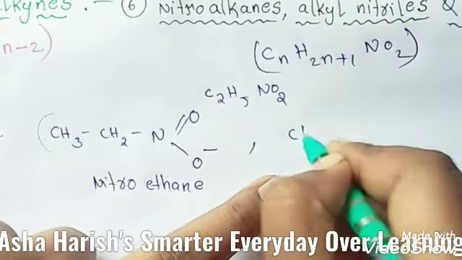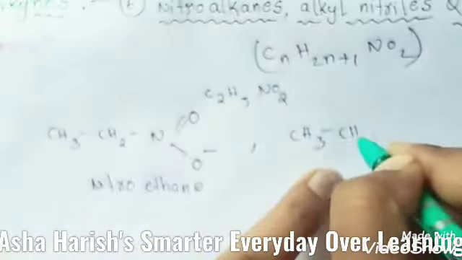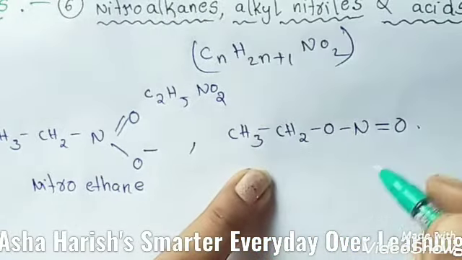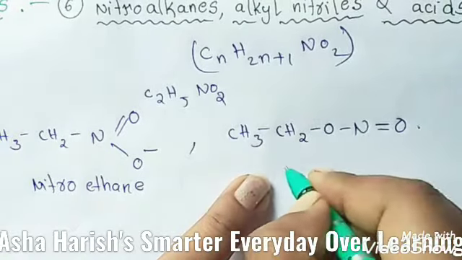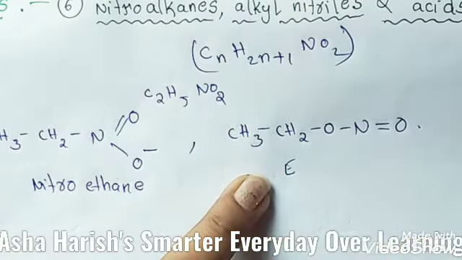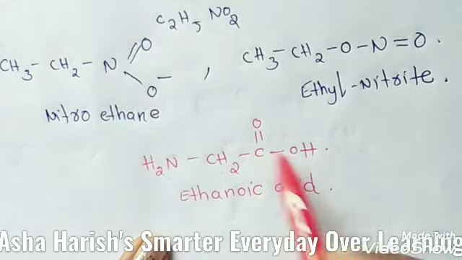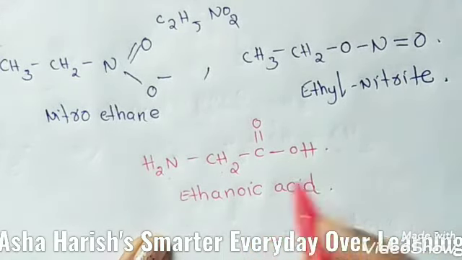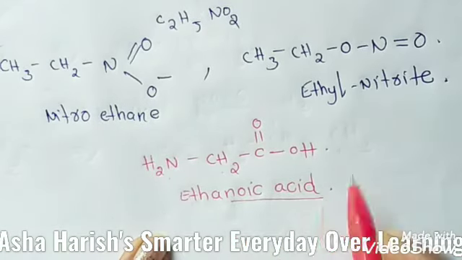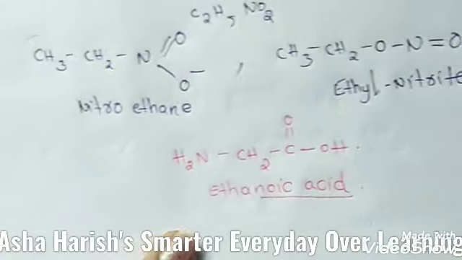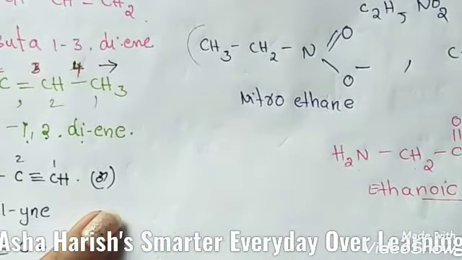And if you see the next example, CH3CH2-O-N=O, like this. This is called ethyl nitrite. And here NH2CH2-C=O, again OH. This is called ethanoic acid. Oic acid is the suffix. Here COOH is the carboxylic group. Okay, this is about number 6, nitroalkanes and alkyl nitrites.